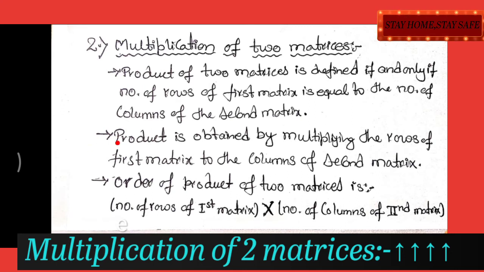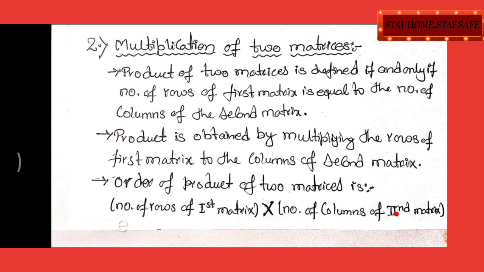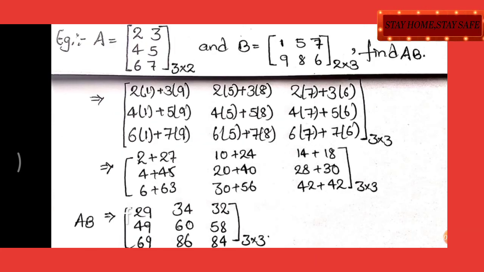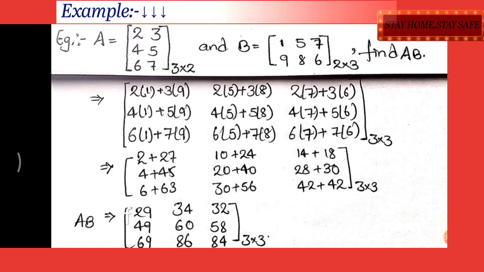So the product is obtained by multiplying the rows of the first matrix to the columns of the second matrix. How is the product obtained? By multiplying the rows of the first matrix to the columns of the second matrix. And the order of the product of two matrices is the number of rows of the first matrix by the number of columns of the second matrix. To get a still clearer picture, we have an example here. Here we will understand properly how matrix multiplication takes place.